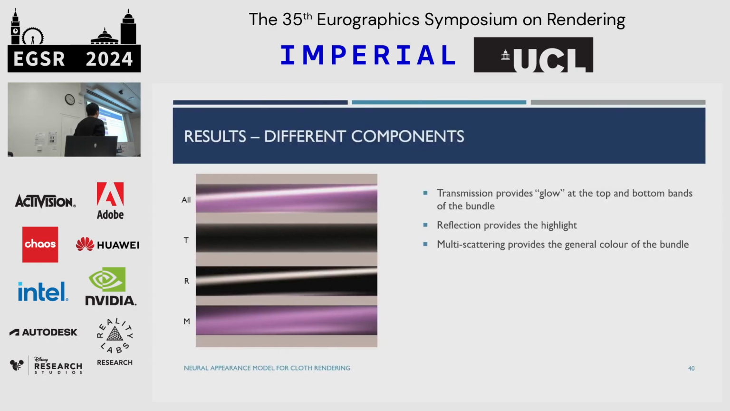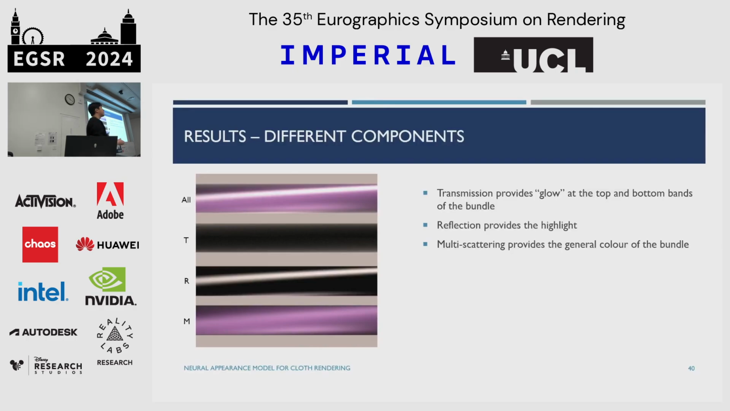So here are the results using different components. When we render each component individually, we get T, R, and M. For T, what does T do? As you can see, there is a glow band on the top and the bottom. Those are more likely places where fibers are less dense, and light will pass through the fiber material directly, which gives that sort of glow.